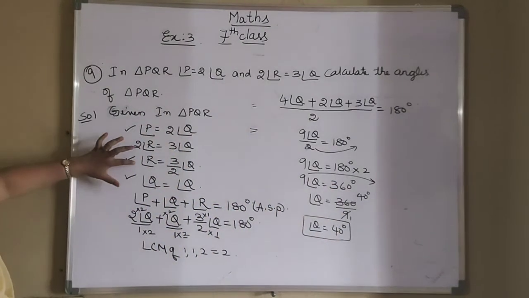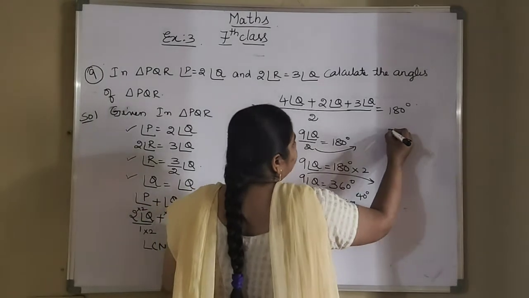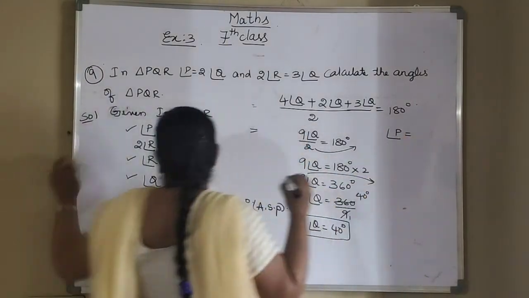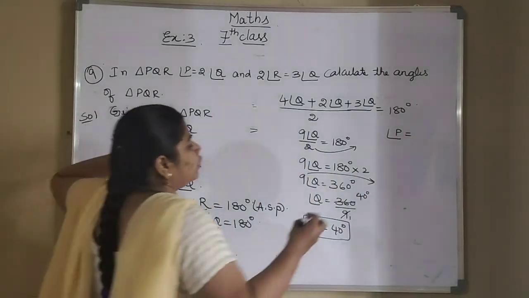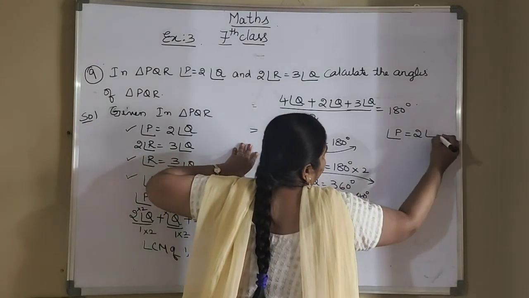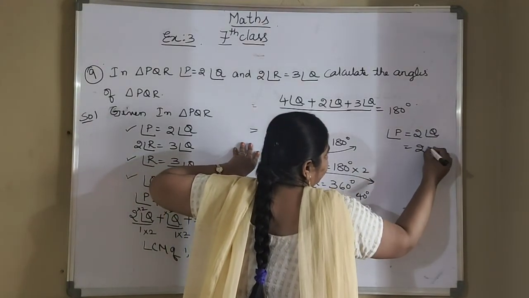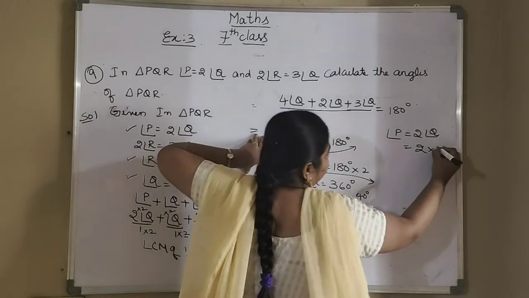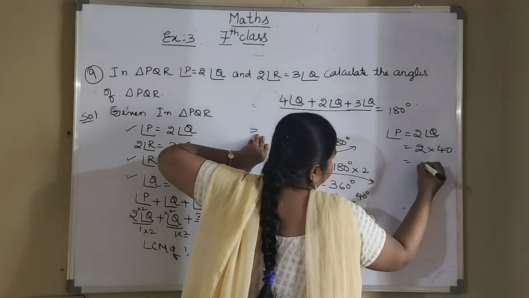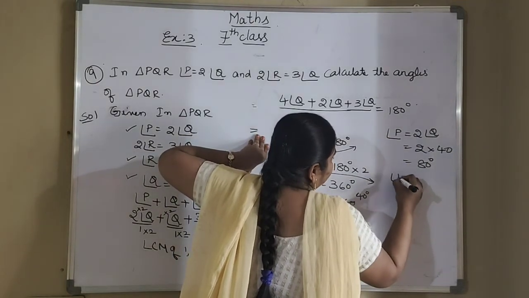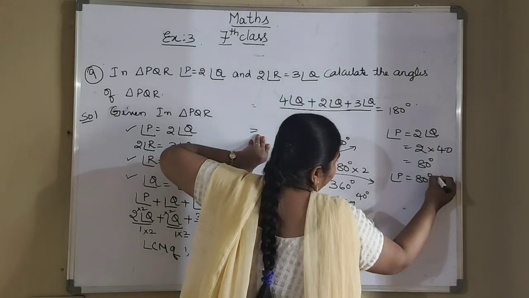What are those? P and R. So I am finding angle P here. Angle P is equal to how much have they given? 2 angle Q. So 2 into angle Q, where angle Q value is 40. 2 forties are 80. So angle P value you got as 80 degrees.